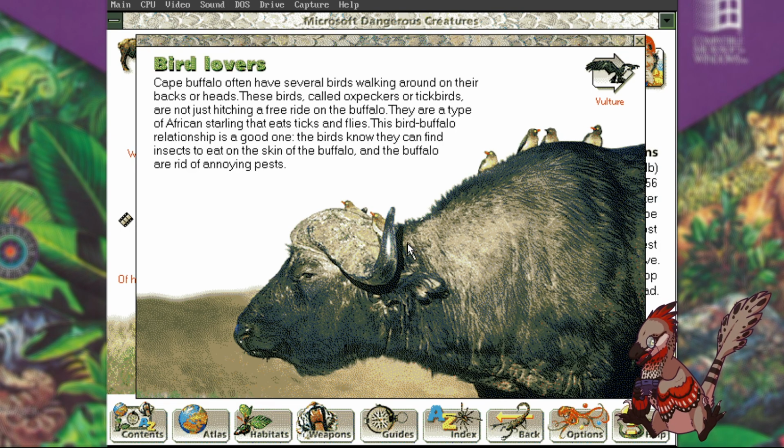Yeah, this is really cute. I wish to be as big as a buffalo so that I can have my own little ecosystem on me and just have birds flying around me and taking things off of my skin. I think that would be kind of fun.